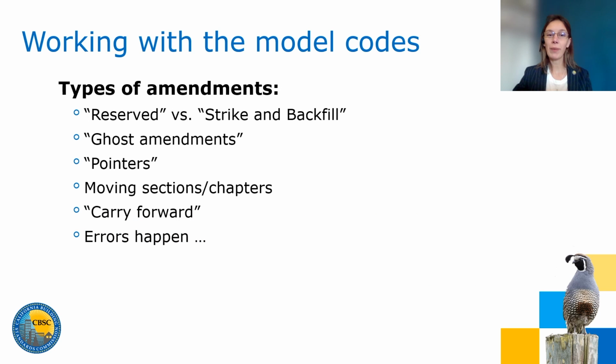Before we talk about matrix adoption tables, let's take a look at some of the many different types of amendments in Title 24. Taking model codes and making them fit California is not straightforward, and it's not easily done. There are many different types of amendments in Title 24 that agencies have to make, mainly to enact California legislation and eliminate conflicts with existing California laws and regulations.